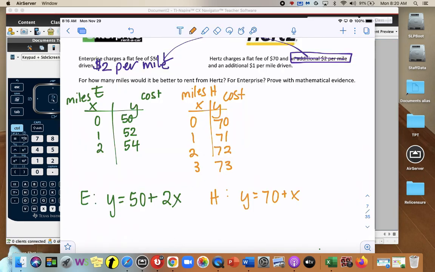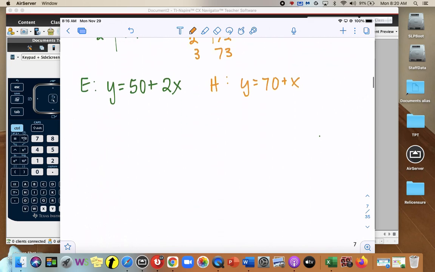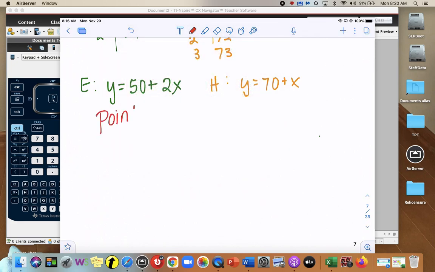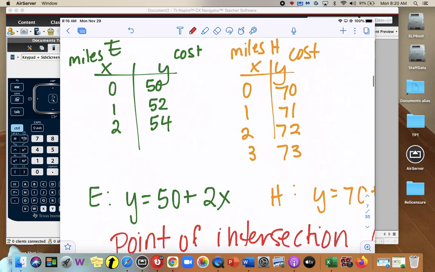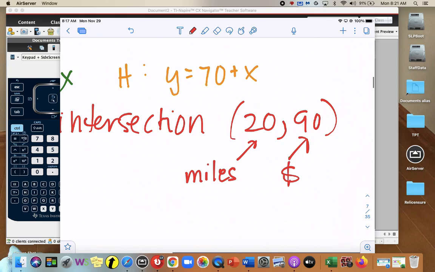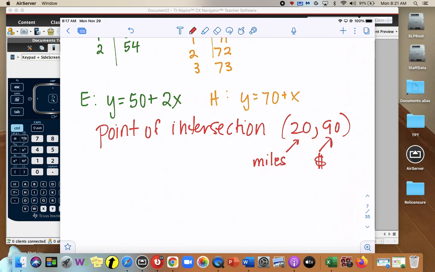It says, okay, prove with mathematical evidence. So we graphed it. So here are our equations. And so the point of intersection is (20, 90). Let's talk about what this means. Remember, the input is X, and that was miles. At 20 miles, and the output was cost, $90. This is when the two plans are the same, and it doesn't matter who you rent from. So if you're going to drive 20 miles, you can pick either place.